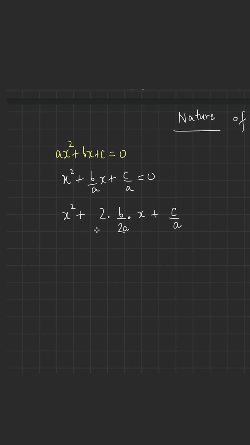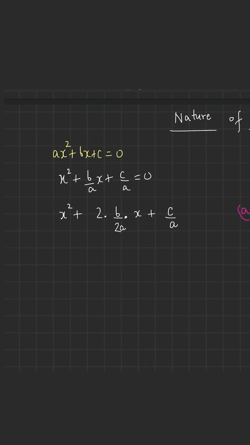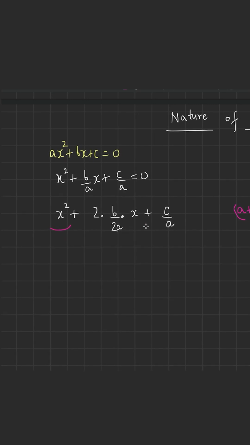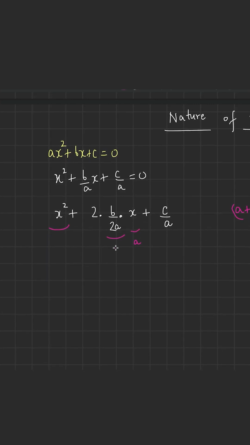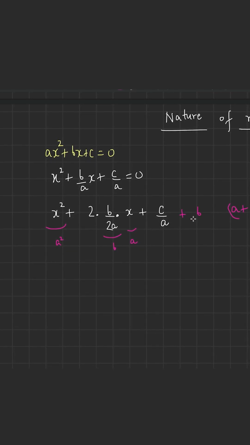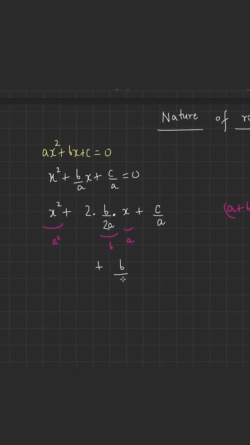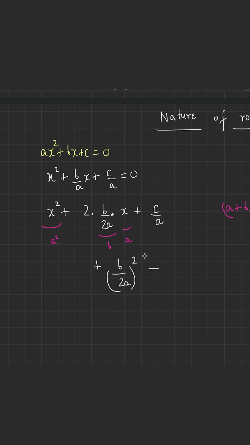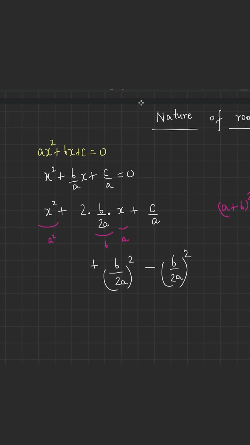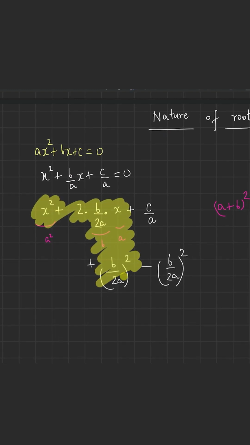Now if I need to complete the square, we know that (a + b) whole square is equal to a square plus b square plus 2ab, right? So suppose this is my a and this is my a, this is my b, so this is a square, so I have to add something like b square. So I will simply add over here plus b over 2a whole square, and if I'm adding I'll have to subtract also, because in order to keep it equal.